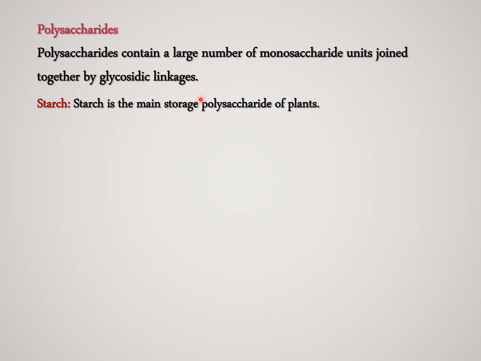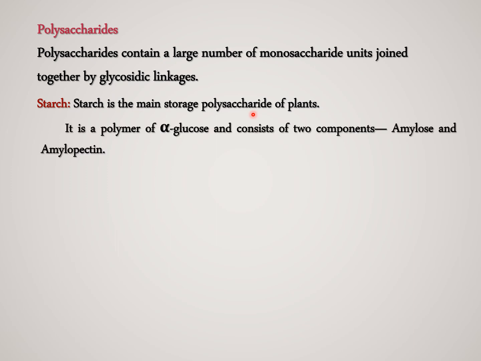The first polysaccharide which we are going to study is starch. Starch is the main storage polysaccharide of plants. Starch occurs mainly in the seeds of plants. It is an amorphous powder and insoluble in cold water. Starch is made up of two components. One amylose and the other amylopectin.